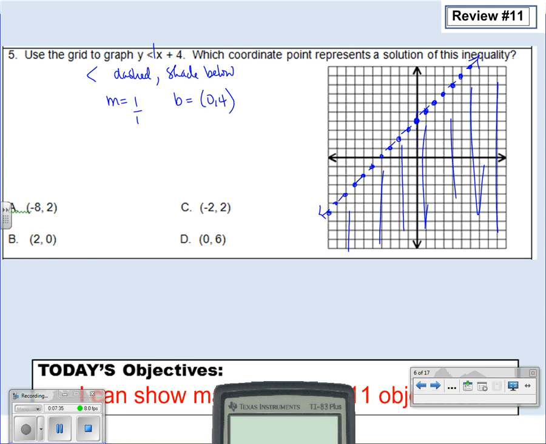And now looking at the points. We'll start off with A. A is at (-8, 2). Notice this point is not in the shaded area, so A is not correct. B is (2, 0). This point is in the shaded area, so it is a solution. Let's check C. C is (-2, 2). That point is on the line, and the line is dashed, meaning we do not include the line, so C is not a correct one. And in (0, 6), again, we can see that D is outside of the shaded area, so yes, my correct answer is B.